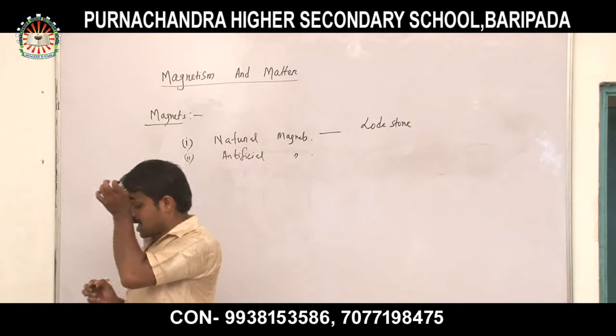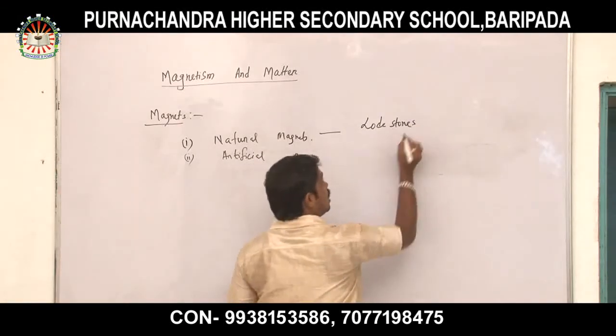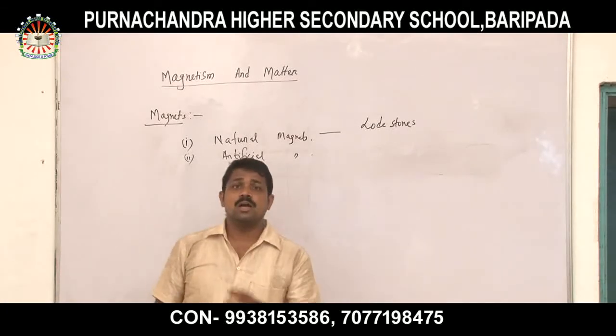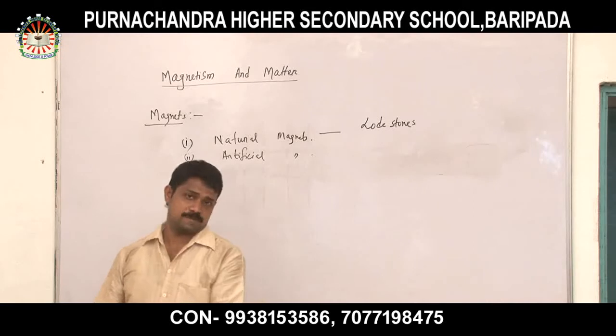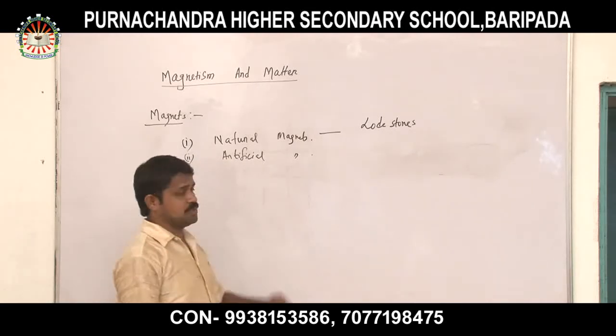This is an example of lodestones. Lodestones are examples of natural magnets, which are available naturally. Clear? Okay. So now come to the artificial magnets.